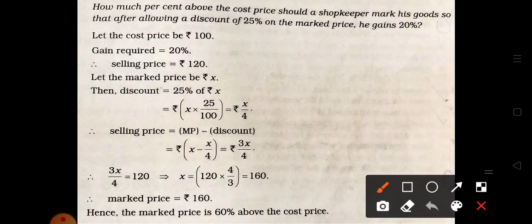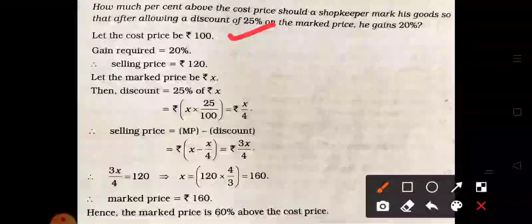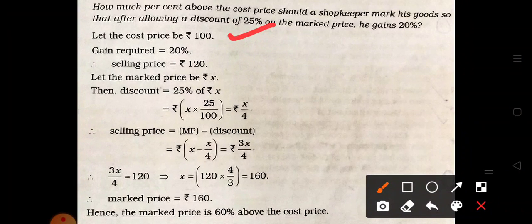Let's see how we will solve this question. Here we assume that the cost price is rupees 100. Now if the cost price is rupees 100, the required gain, as given, is 20%. So I have written that the required gain is 20%. So the selling price will, of course, be 120. After calculating, we get 120 as the selling price.